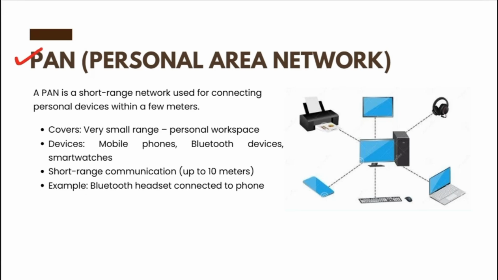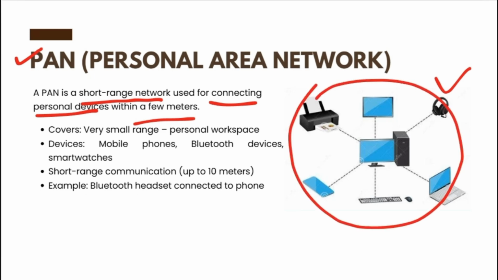Next we have PAN, Personal Area Network. PAN is a short range network used for connecting personal devices within a few meters. So basically ये short range network है जो कि connect करता है personal devices को within a few meters of range. So as you can see this image, these are all the personal devices and this is very few meters of area. So it covers a very small range of area and we can say it is a personal workspace.